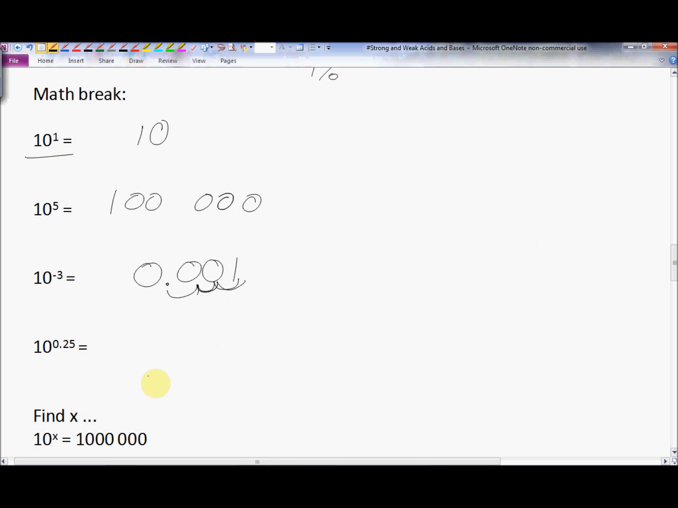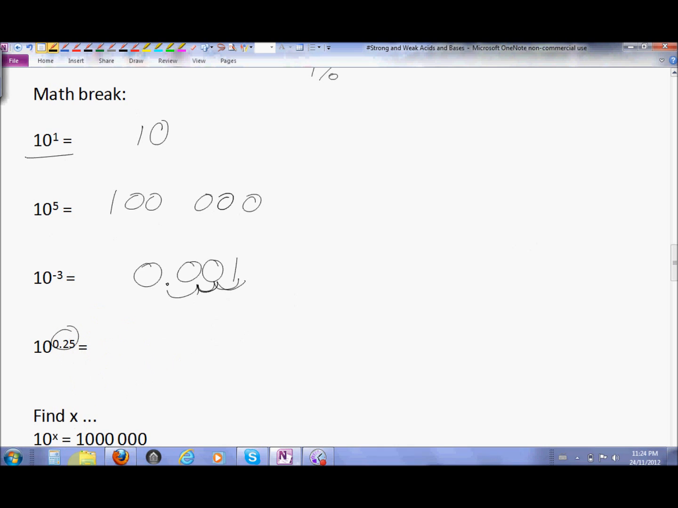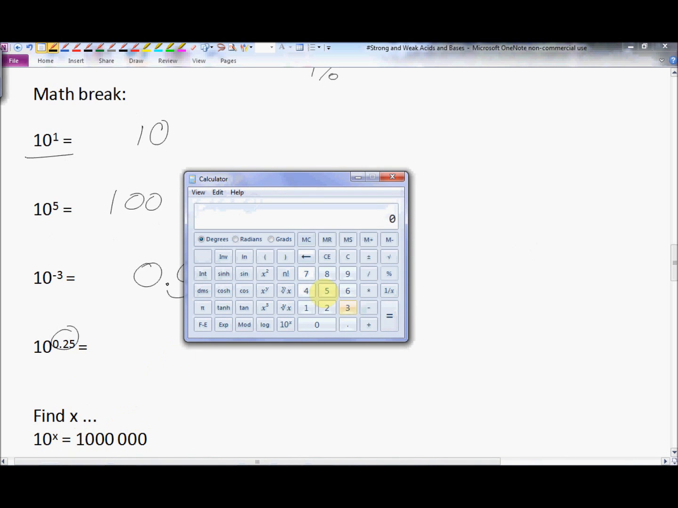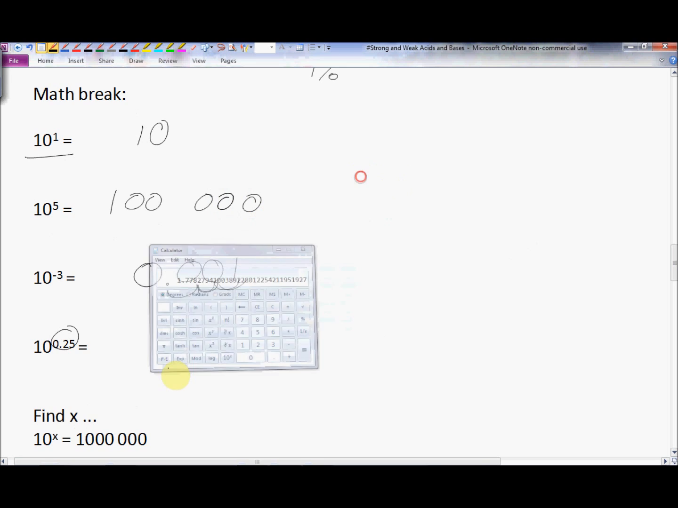10 to the 0.25 is something you might want to use your calculator for, but it's not a negative number, and it's not an integer. Basically, this is the fourth root of 10. So on a calculator, it would be 10 x to the y, 0.25. In this case, it works out to 1.778.